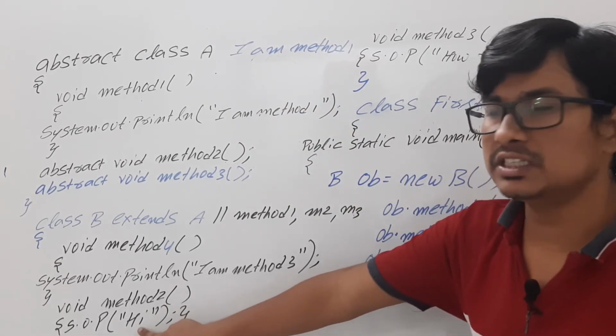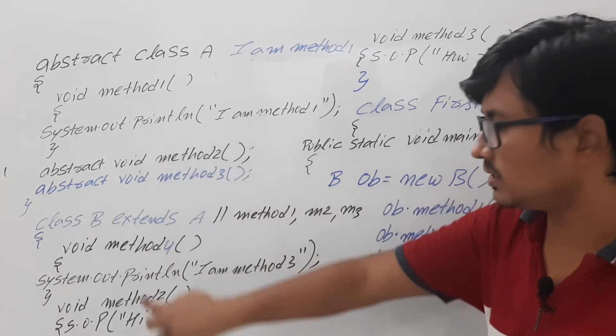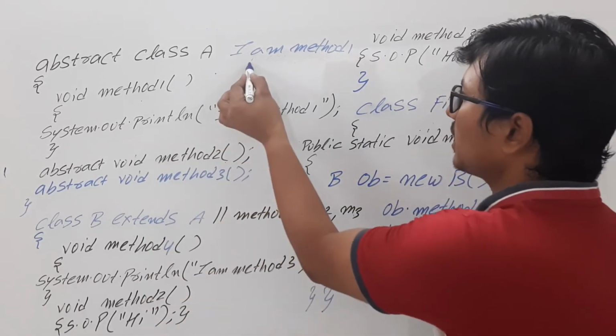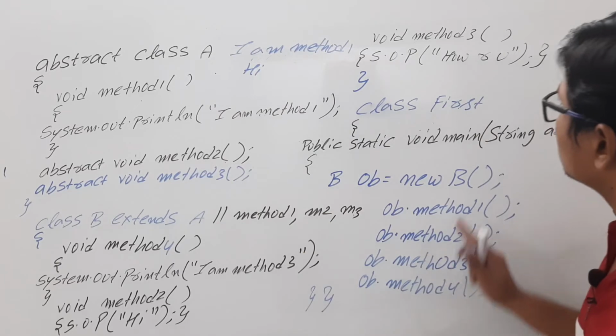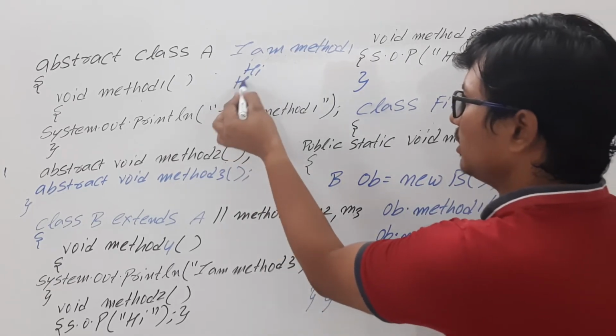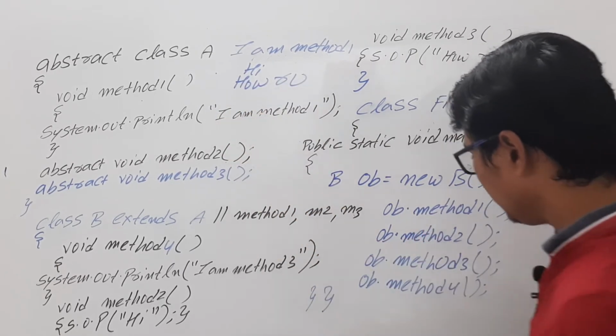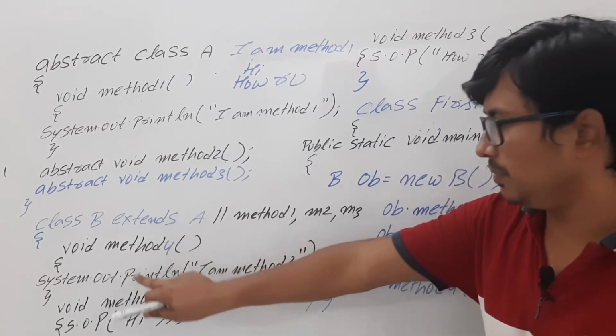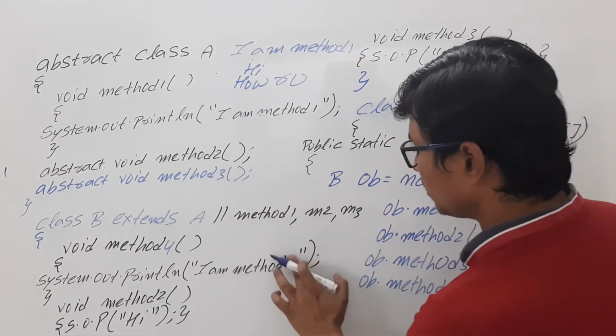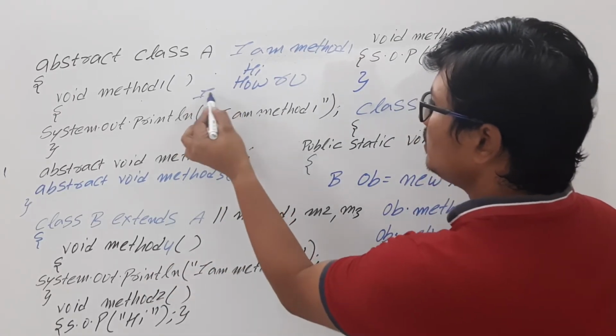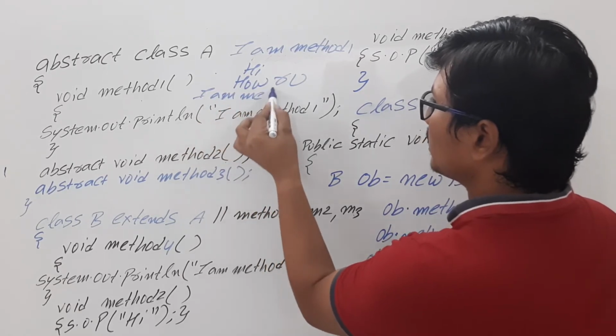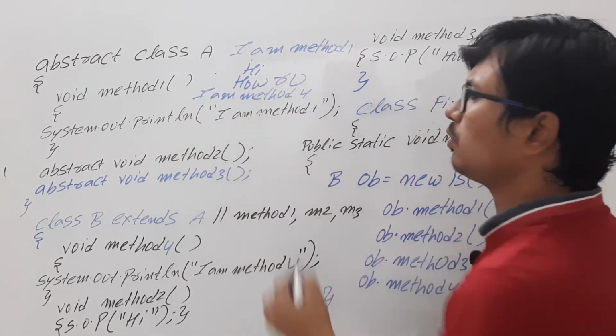I will get an output as I am method 1, and then you are calling the method 2. Method 2 implementation is there because it is an abstract method here. There is an implementation. So you will get hi, and then method 3 has an implementation called how are you. And then method 4 has a concrete method, so you will get I am method 4. Okay, so this is the output you will get. So what is the advantage?